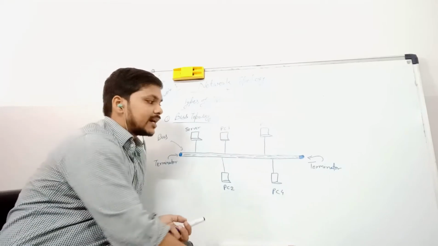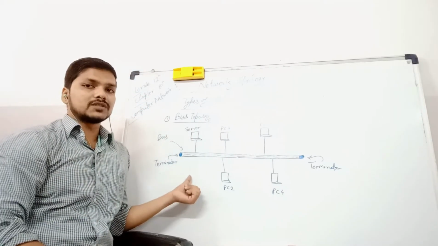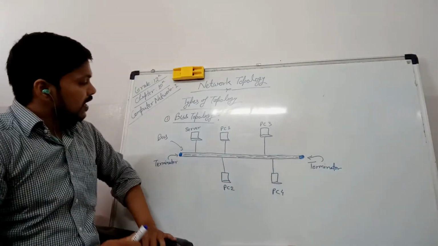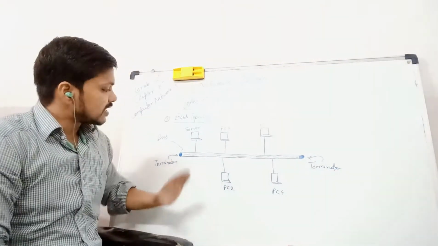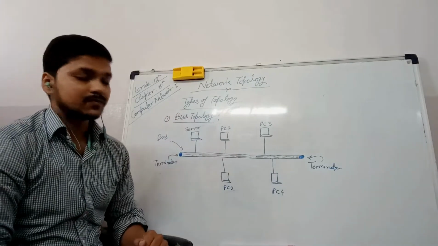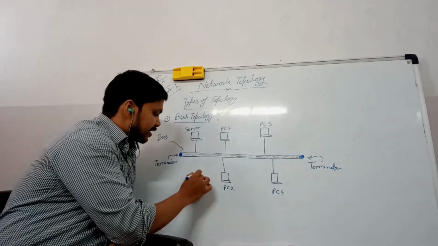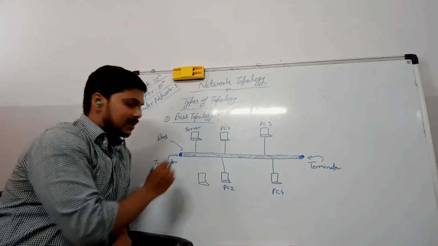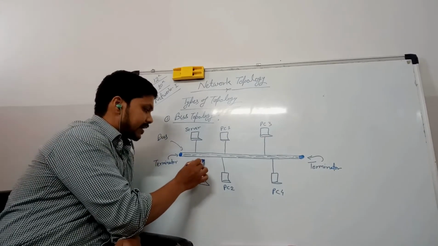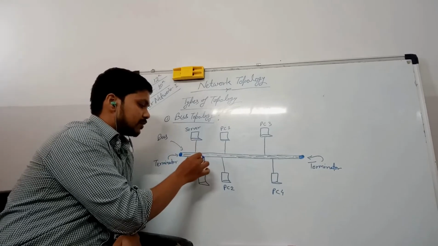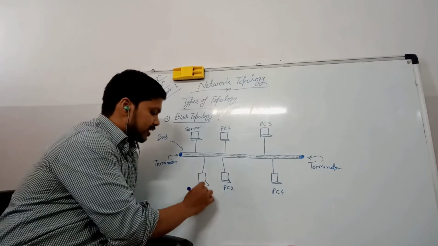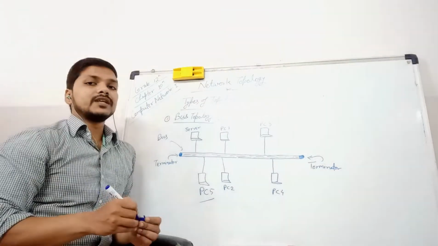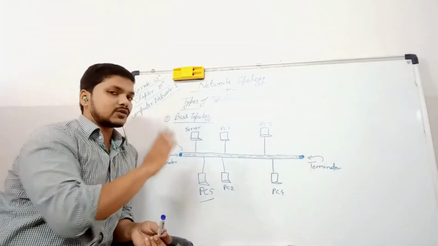So what are the advantages of bus topology? First, it's very easy to set up any electronic device. For example, if I want to connect a new PC, I take this PC, take a wire, and connect this wire with this particular coaxial cable or bus, and this PC number 5 will work properly automatically. This is very easy installation for any electronic device.